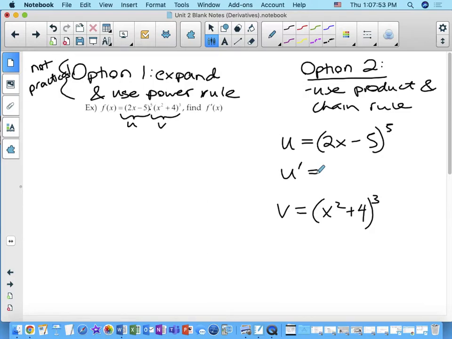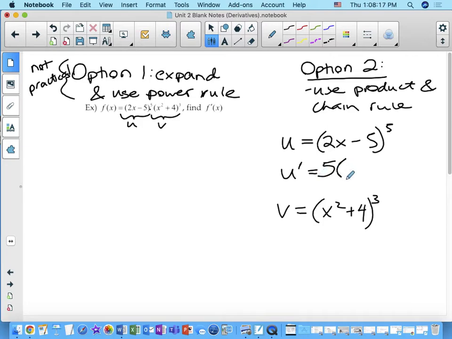What do you think? Yeah, 5 bracket 2x minus 5 to the power of 4. That's part of it, yeah, because this is the outer function, something to the power 5. So you've got to take the derivative of that first. So let's start with that.